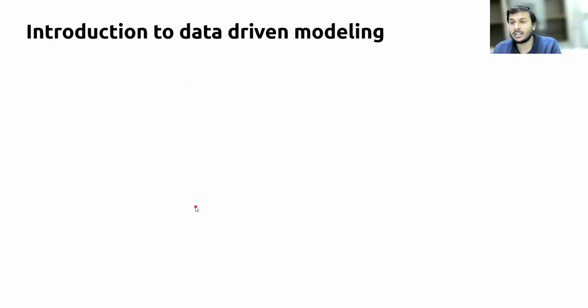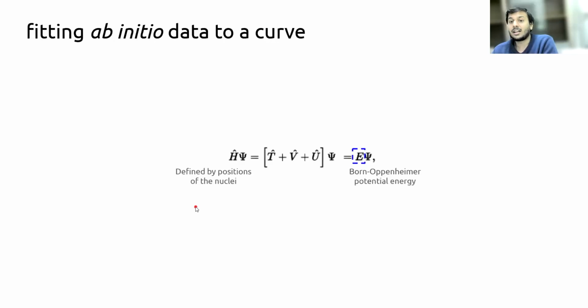All right, so data-driven modeling. The idea here is that you try to solve the Schrodinger equation, or you try to bypass solving the Schrodinger equation using, say, density functional theory. But the main goal is that you have your input, which is defined by the positions of your atoms, and then you have your output, which is your Born-Oppenheimer potential energy. Your goal is to find a mapping between the input and output.